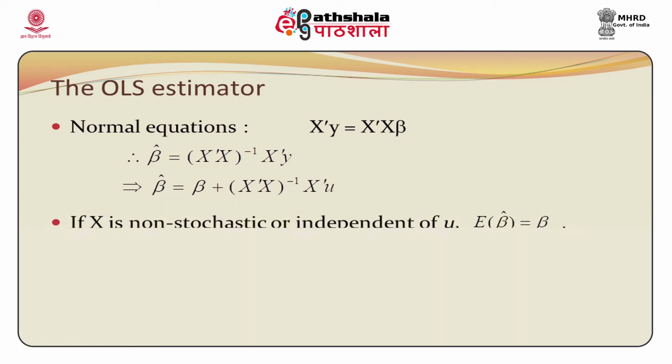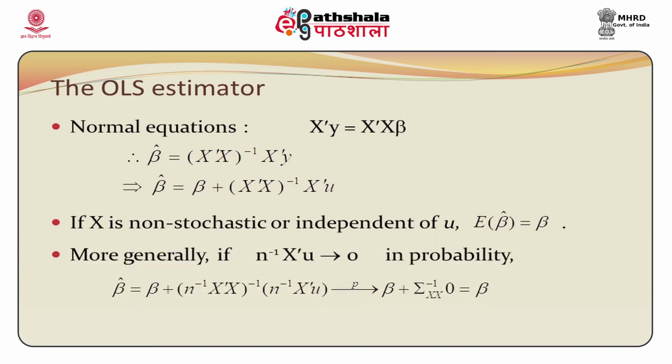Now, if x is non-stochastic, or if it is stochastic but independent of u, then obviously the second term on taking expectation becomes 0. If x is non-stochastic, the expectation goes right through and the expectation of u is 0, and even if it is stochastic and independent of u, we have these two components and the expectation of u again is 0. Therefore, expectation of beta hat will be equal to beta.